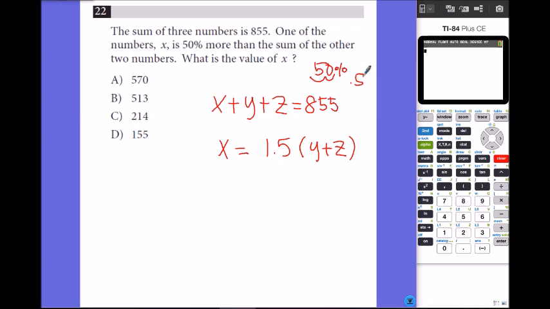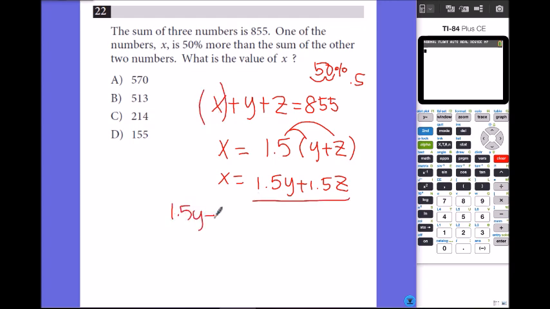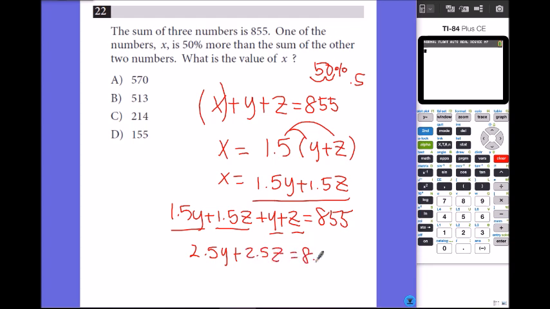So let's substitute for X. Let me distribute this first. So 1.5Y plus 1.5Z is X. So X equals 1.5Y plus 1.5Z, plus Y plus Z, these two, equals 855. So then 1.5Y plus Y is 2.5Y, and 1.5Z plus 1Z is 2.5Z, which equals 855.